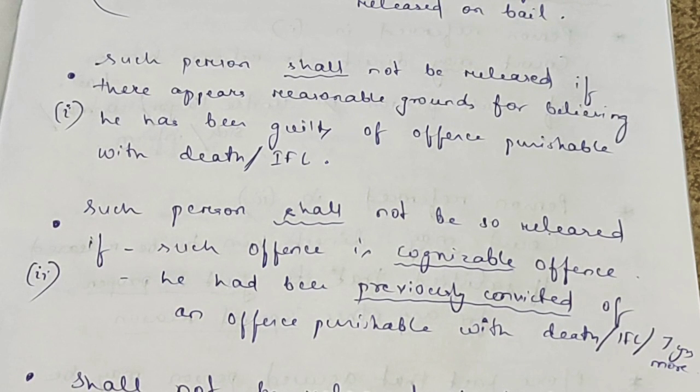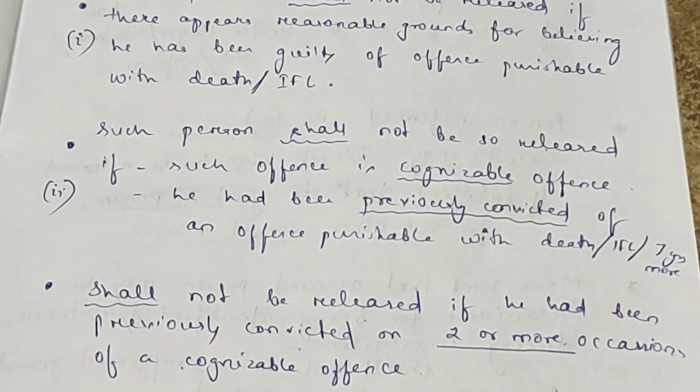Next clause, such person shall not be so released if such offence is a cognizable one and he had been previously convicted of an offence punishable with death or imprisonment for life or 7 years or more. Also, he shall not be so released if he had been previously convicted on 2 or more occasions of a cognizable offence.